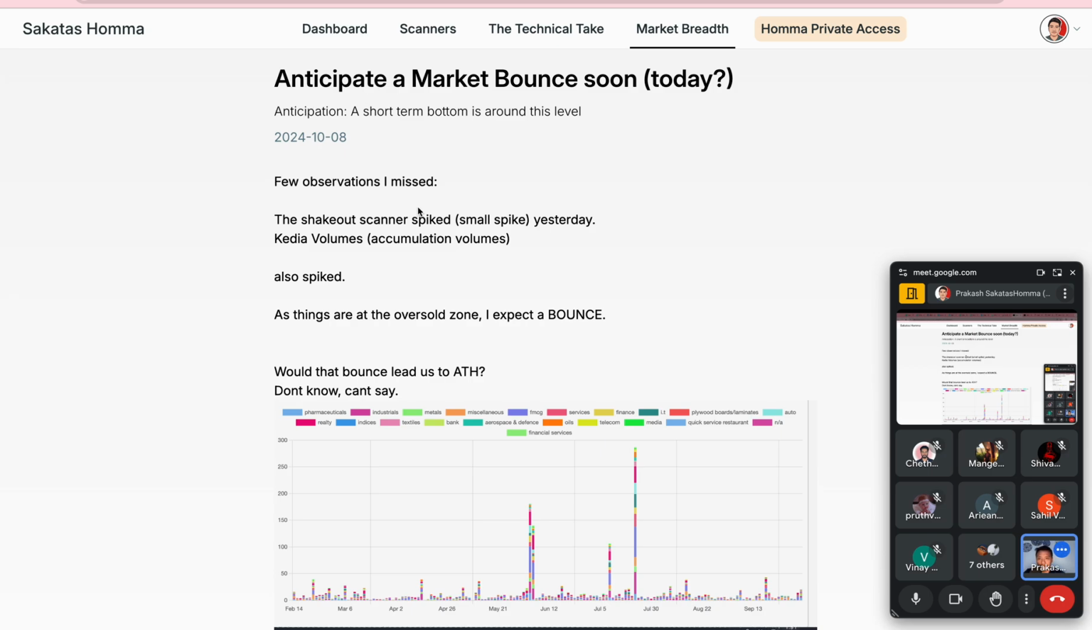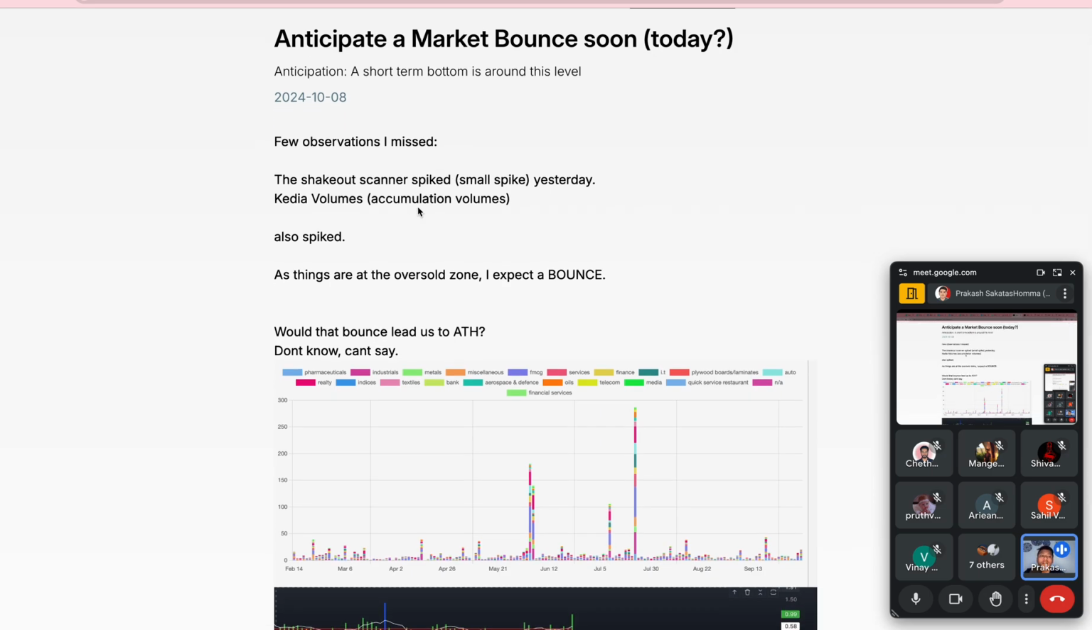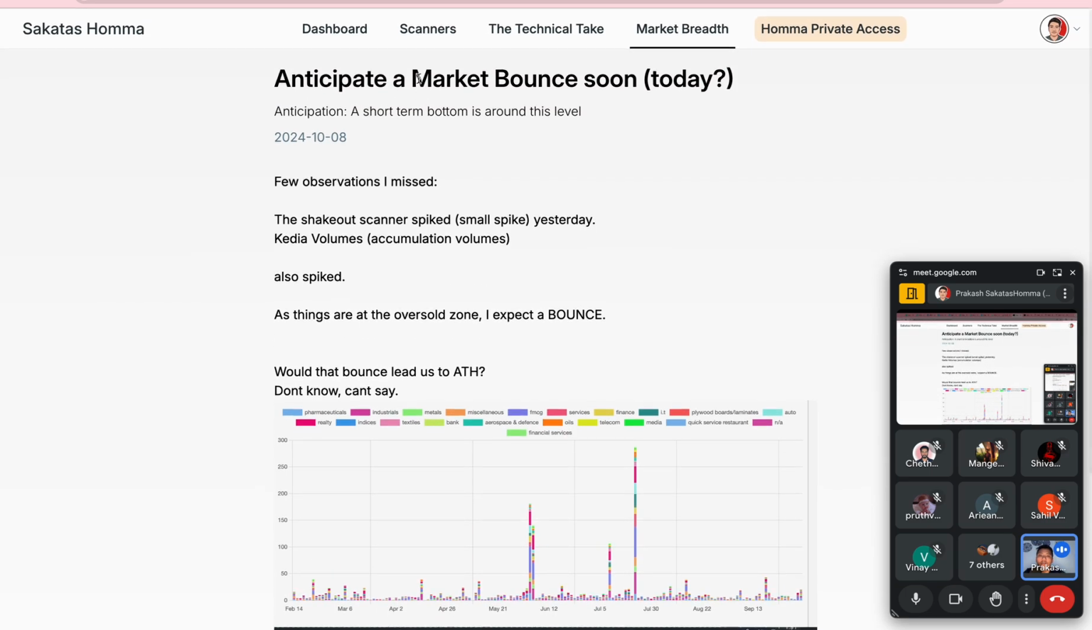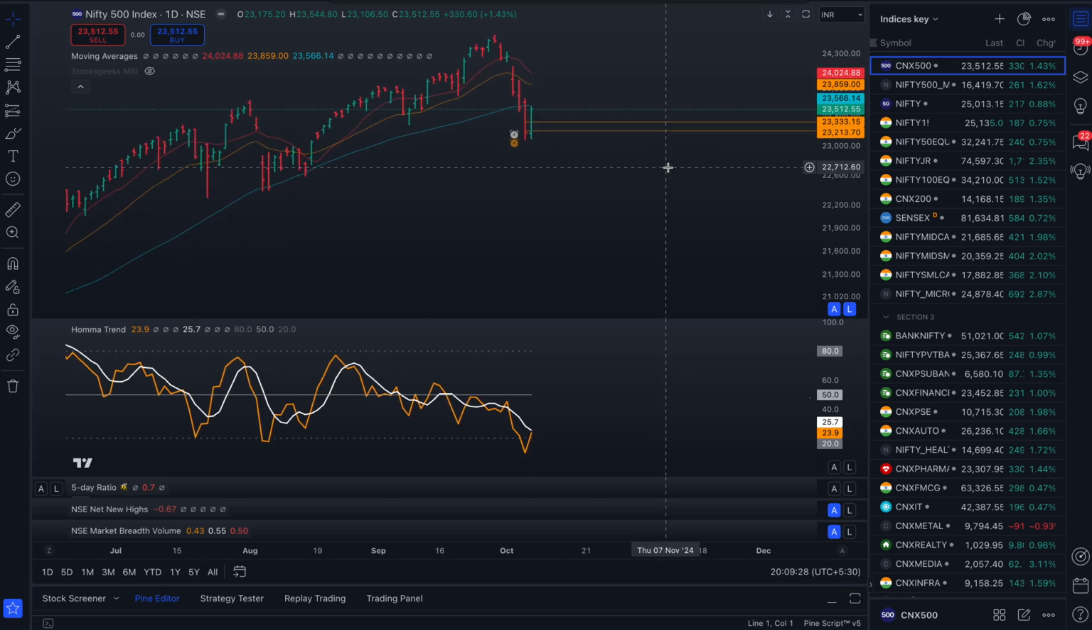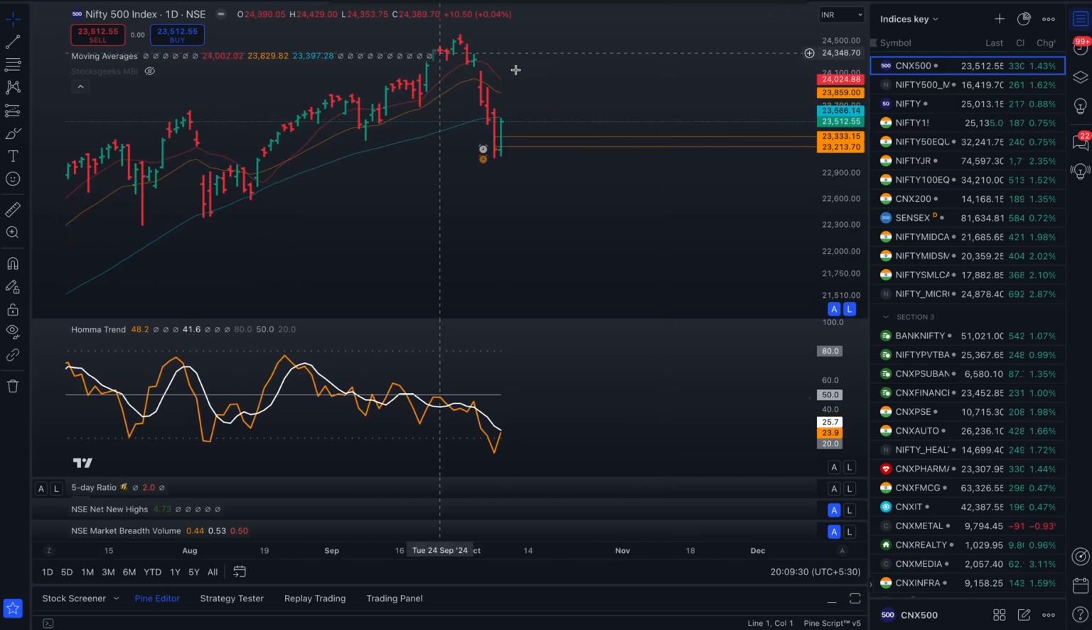So now, once in the morning things started to shape up, having the anticipation that the bounce will come, what are the things one has to look for during the day to say that the bounce is actually here? Of course, first things first, your indices will start printing very bullish, right?